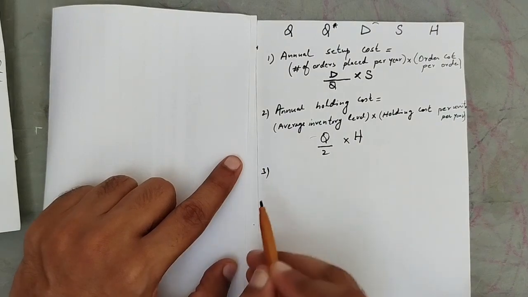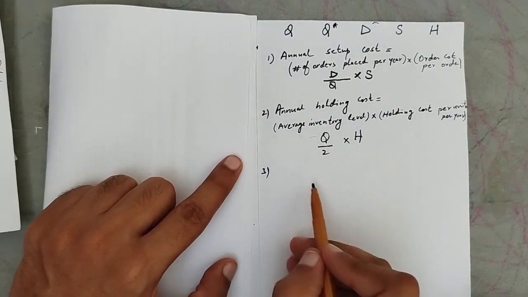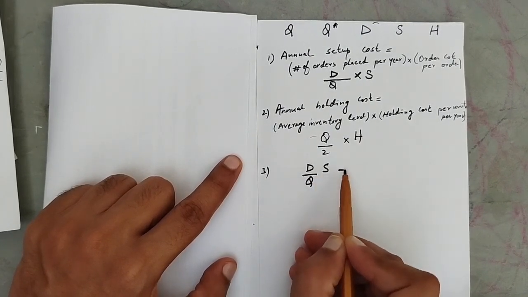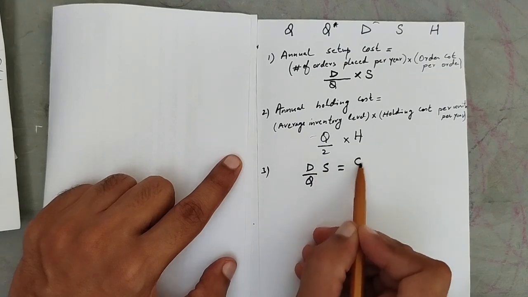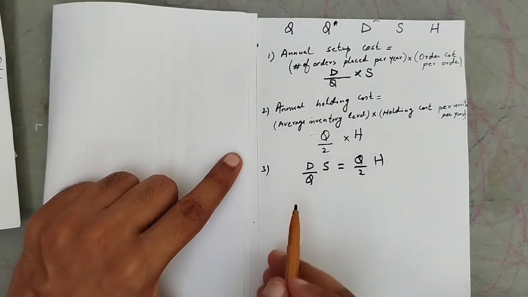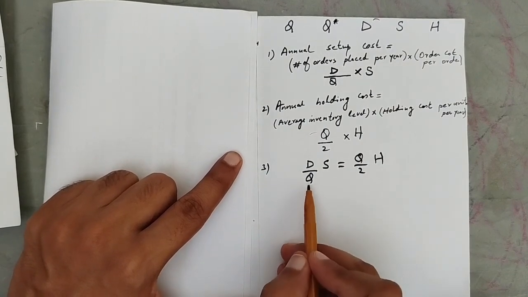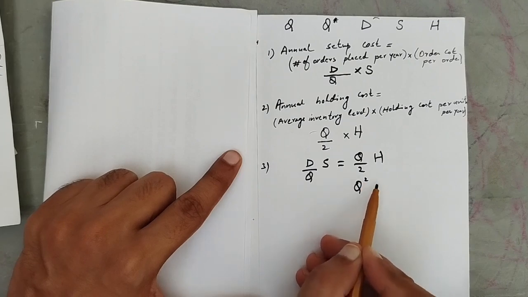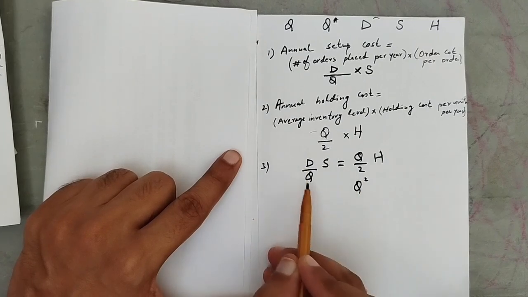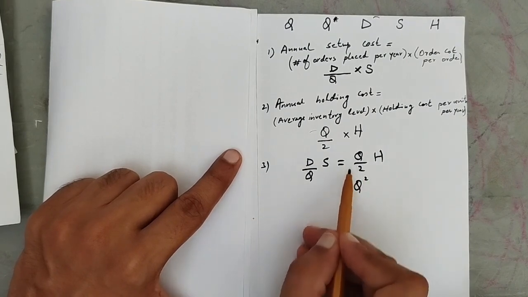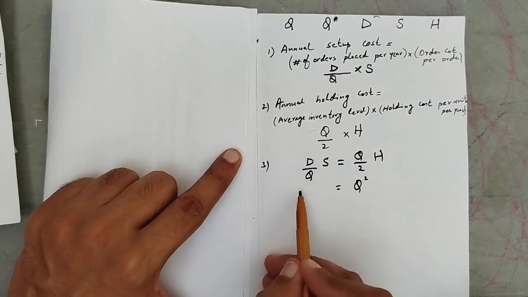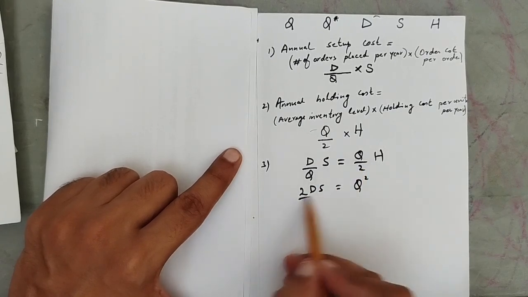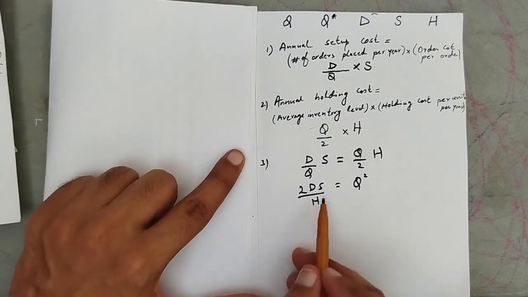Now we have to equate both equations, this one and that one. So you see over here, D by Q times S, you don't need to write the multiplication sign, it's the same in mathematics. Okay, let's derive the quantity Q. We multiply Q on both sides, so Q becomes Q square. And the 2 would come over here, or multiply 2 on both sides. H would be over here, if it is multiplying over here it will be dividing over here. So you see Q square equals 2DS by H.